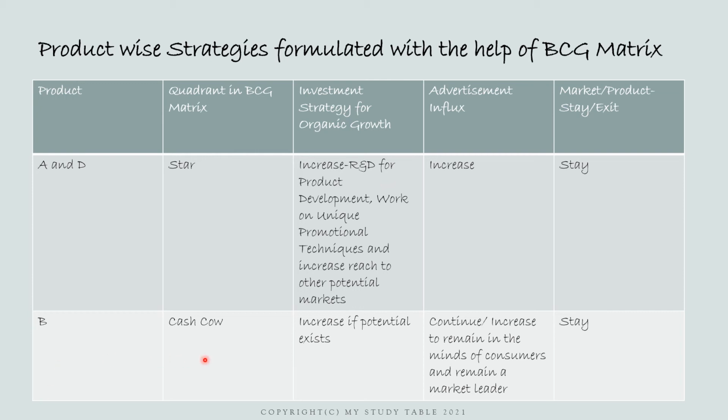Product B, which was a cash cow, the investment strategy for the same is increase if potential exists. The advertisement influx is to continue or increase to remain in the minds of consumers and remain a market leader. Because if you remember, a cash cow is one which has a relatively high market share. So therefore, in order to keep that position, they need to be either continuing or increasing the advertisement influx. The strategy here is to remain in the same market with the same product portfolio.